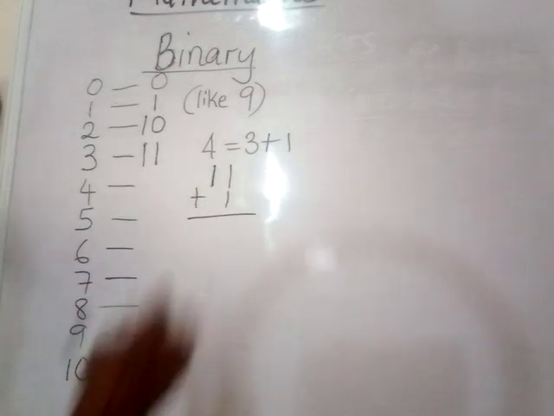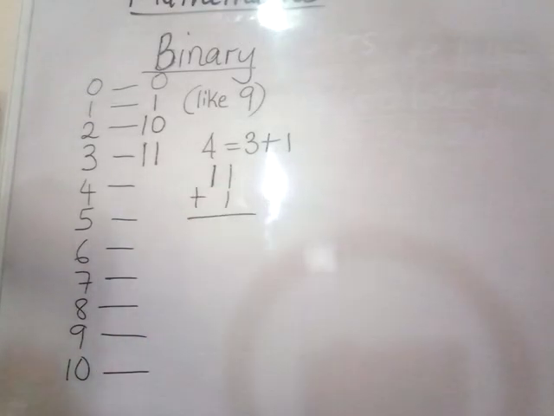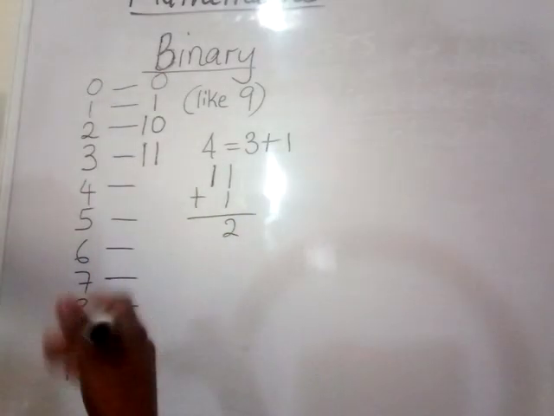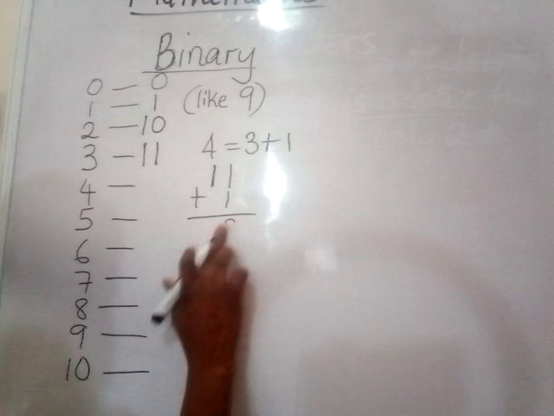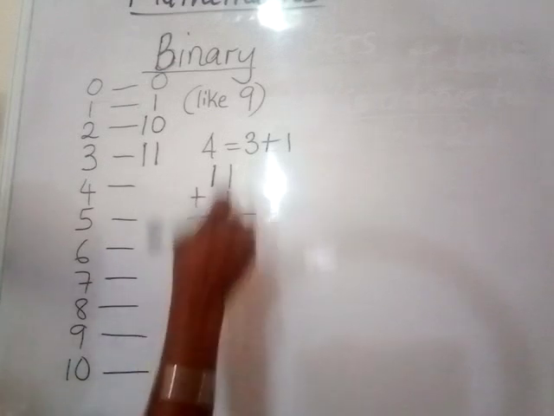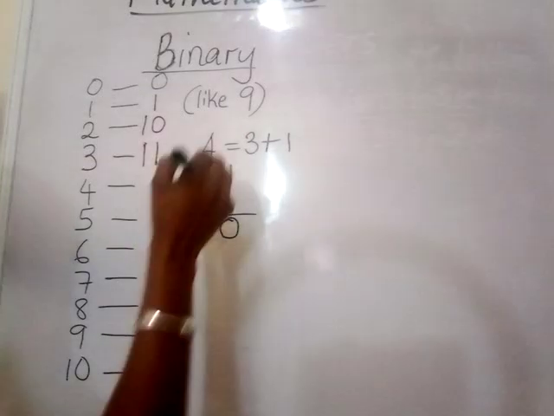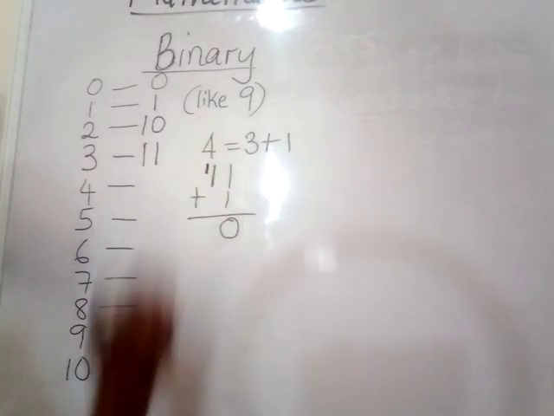Now, if you do 1 plus 1, again, you find that we don't have 2 in the binary system. It's supposed to give us 2. But is there 2 in the binary system? No. There's no symbol like that in the binary system. So what do we do? We reset this to 0, and you bring the extra 1 to the next column.